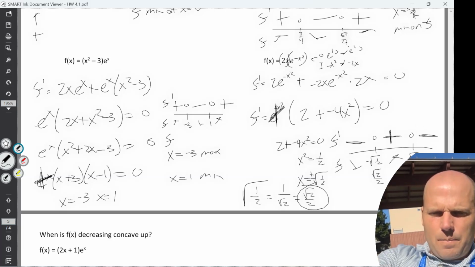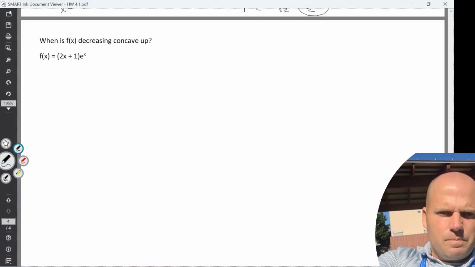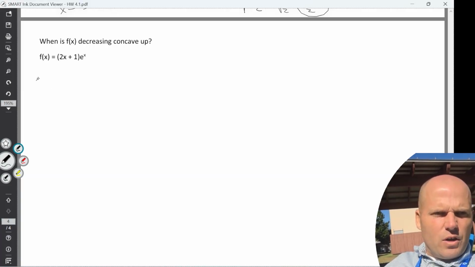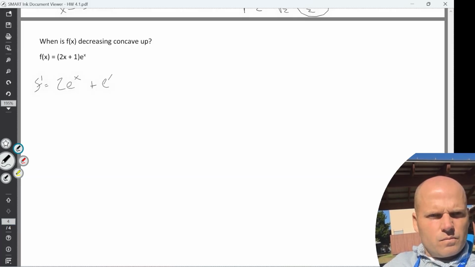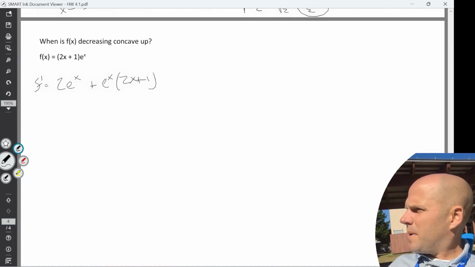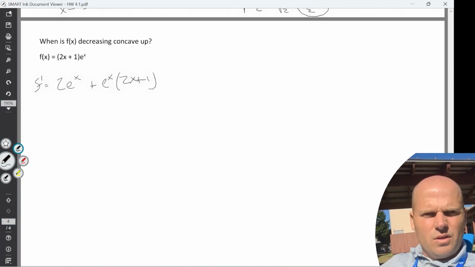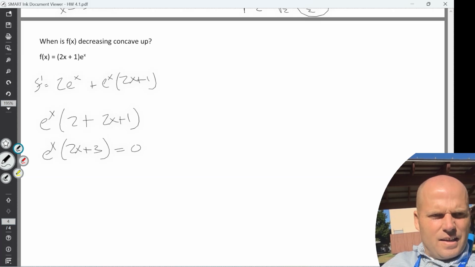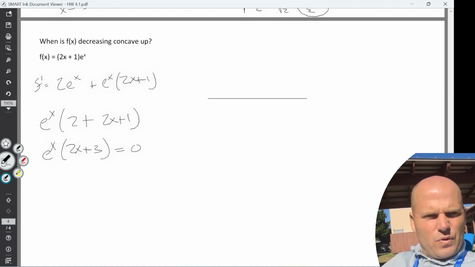Okay, and then the final couple questions are just your first derivative and your second derivative analysis. You gotta be very careful. Don't distribute. You could distribute, but I'm just gonna leave it. Just use the product rule. I'm gonna factor out the e to the x, and realize that I can combine some stuff together. And I get a 0 at -3 over 2.